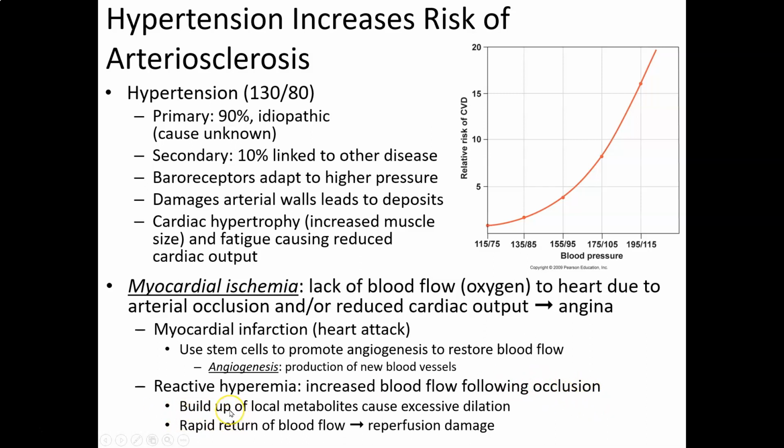What happens is when there's occlusion, there's a buildup of local metabolites that can cause excessive vasodilation, because those metabolites, remember, all of our metabolites are vasodilators. And then once we get rid of that occlusion, we get this rapid increase in blood flow, and we're finding it causes what's called reperfusion damage. And sometimes that reperfusion damage is greater than the damage of the occlusion itself.